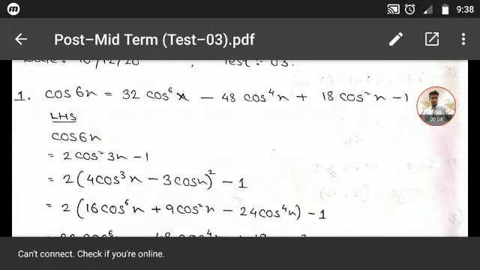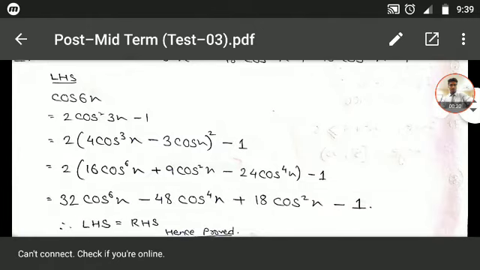So question number 1 of test number 3 that we're going to discuss today is cos 6x equals 32 cos^6 x minus 48 cos^4 x plus 18 cos^2 x minus 1. So you have to break down the LHS portion and make sure that all the LHS terms are in the form of cos.